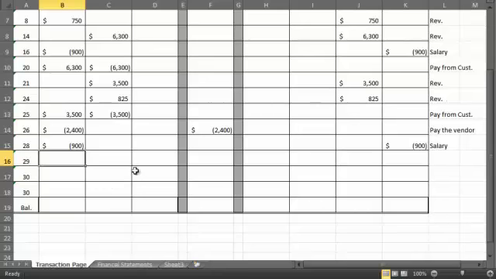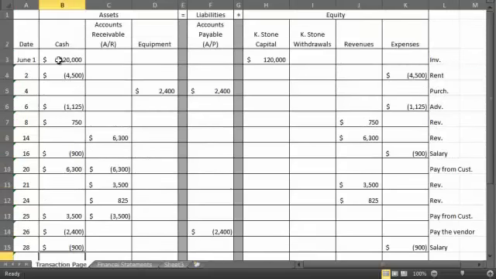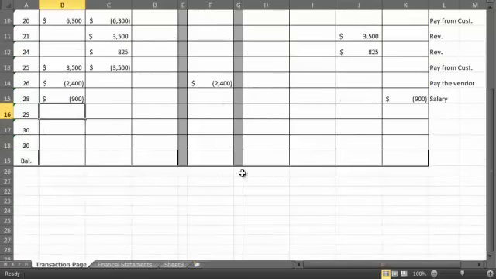On the 29th of June, K. Stone withdrew $2,000 cash from the company for personal use. Anytime an owner withdraws money from a business for personal use, that is not an expense of the business. It will only show up as a withdrawal. The same as when the owner invests more cash in the business, otherwise what happened here on June 1, that is not a revenue of the company, it is just an increase of the capital.